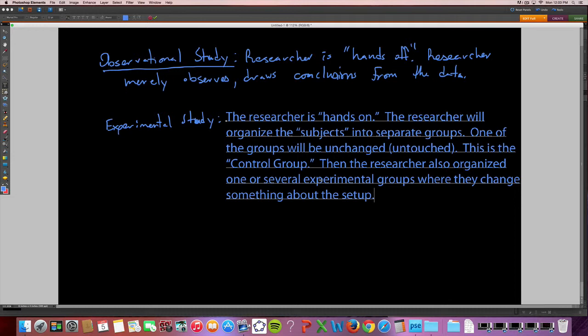So long story short, observational study: just observe. The researcher is very hands-off. Just observe and draw conclusions. In experimental studies, we organize things into different groups, one of them being the control group, which is really important, and every other group being the experimental group, and we change something about that. So we say the researcher is hands-on.